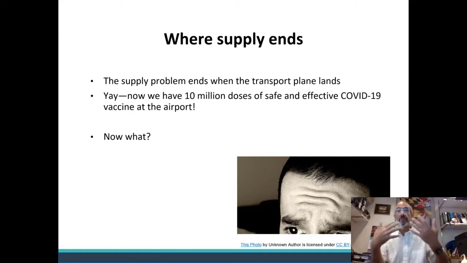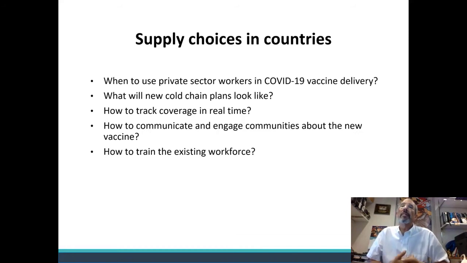Now it's up to you and me and the rest of us to move that vaccine out of the airport and keep supplying it down supply chains. And now we have a lot of choices to make. We've talked a little bit about how do we produce it, how do we discover it choices. Most of our problem is about supply choices in country. We have to decide when to use private sector workers in COVID-19 vaccine delivery. Maybe there's a reason to use them, maybe there's a reason not to use them. We have to understand what's needed in these new cold chains that have yet to be constructed to accommodate COVID-19 vaccine. Lots of choices in how to design these.